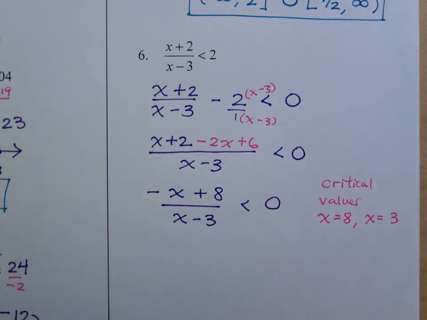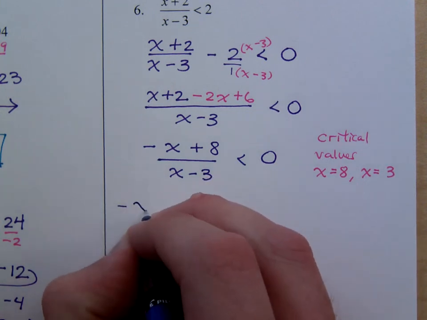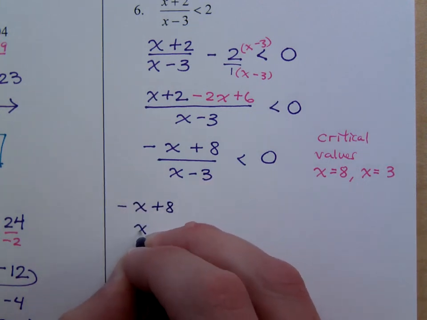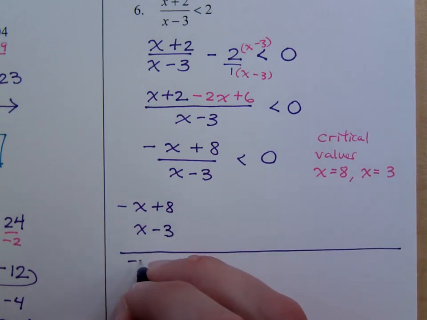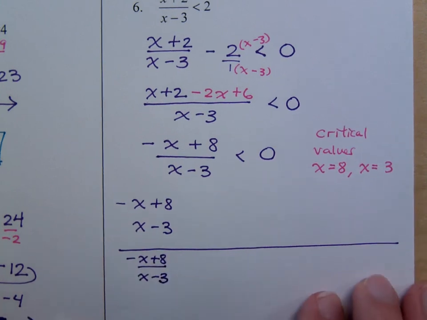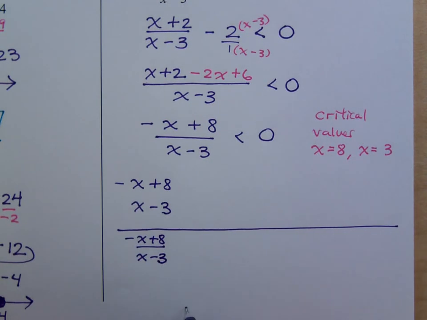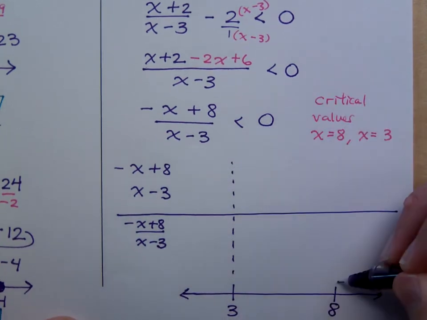Okay. So we're going to do a sign table just like we did before, but it's going to be a little bit different because of the factors that we have. One factor is negative x plus 8. The other factor is x minus 3. Then we look at what happens when I take this as a division problem. And here is my number line. My critical values are already indicated to be 3 and 8. So we're just going to create our sign chart here.